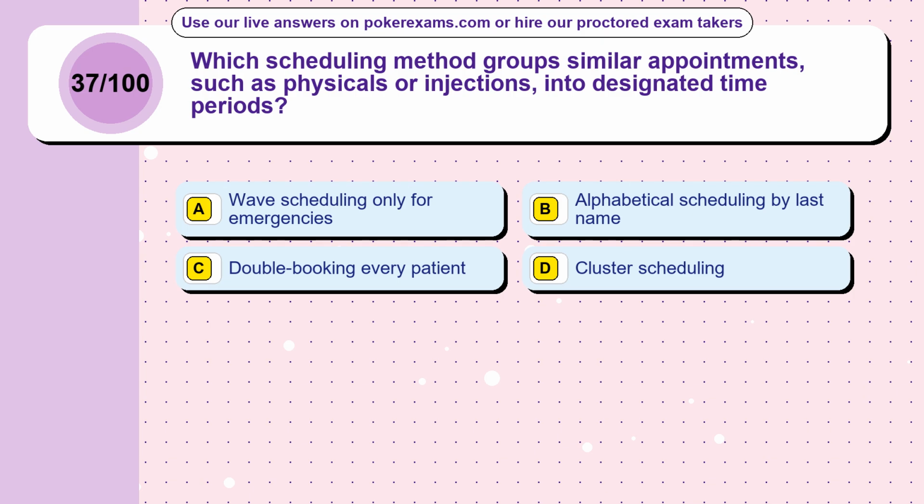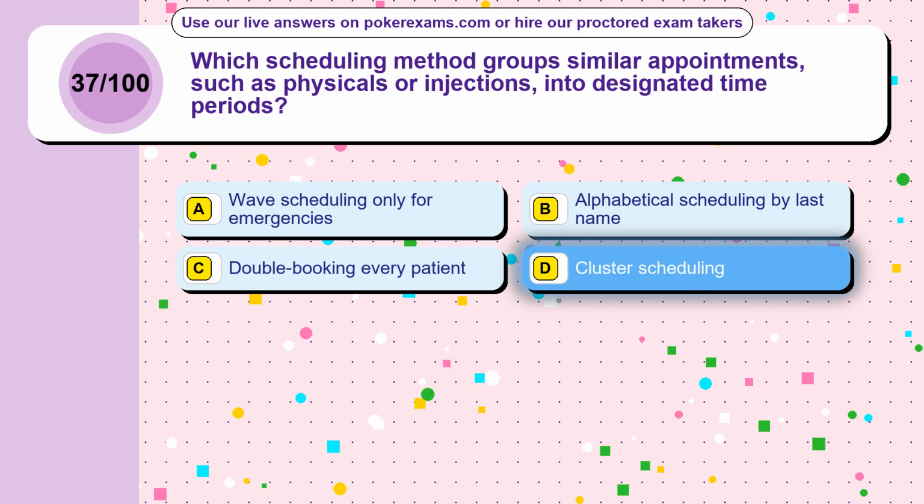Question 37. Which scheduling method groups similar appointments, such as physicals or injections, into designated time periods? Option A. Wave scheduling only for emergencies. Option B. Alphabetical scheduling by last name. Option C. Double booking every patient. Option D. Cluster scheduling. The correct answer is option D.